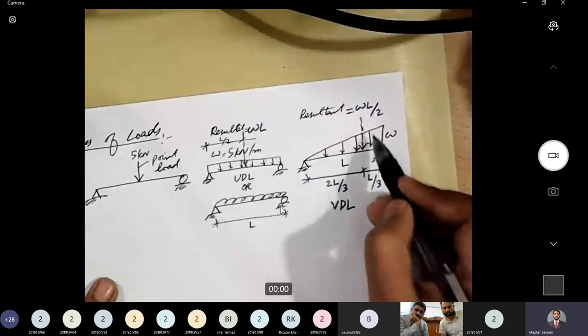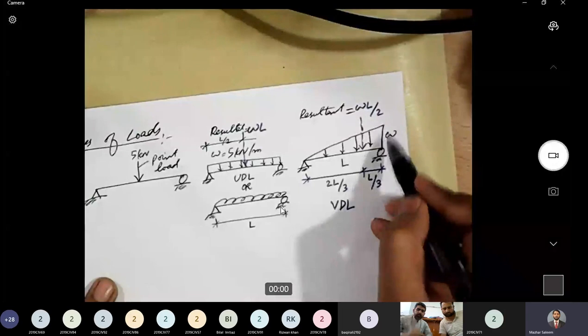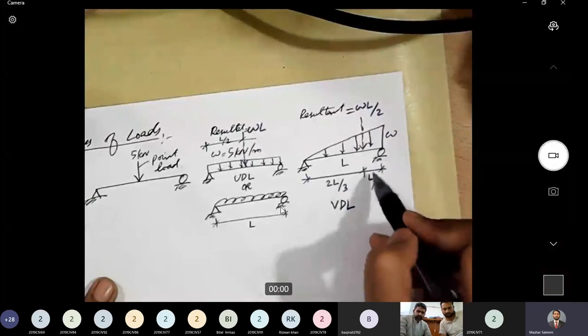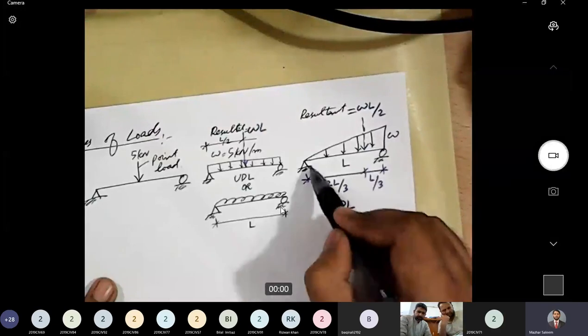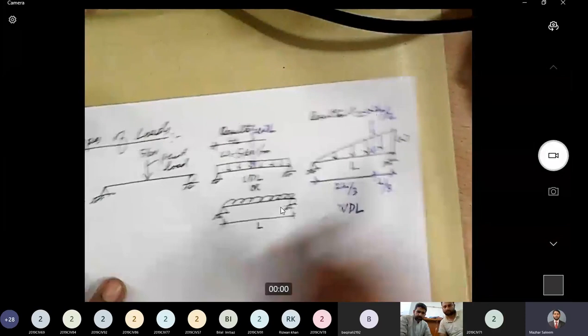Similarly here, the magnitude of the resultant is omega L by 2. That's the area of the triangle. And the location of the resultant will be L by 3 from this side and 2L by 3 from this side. That is the location of the centroid. Is that clear now?